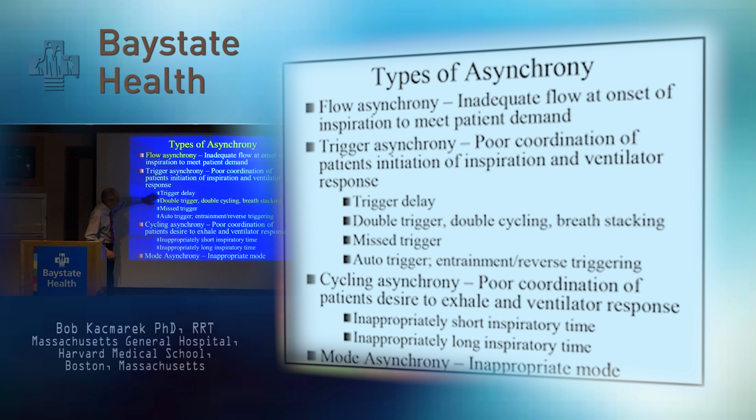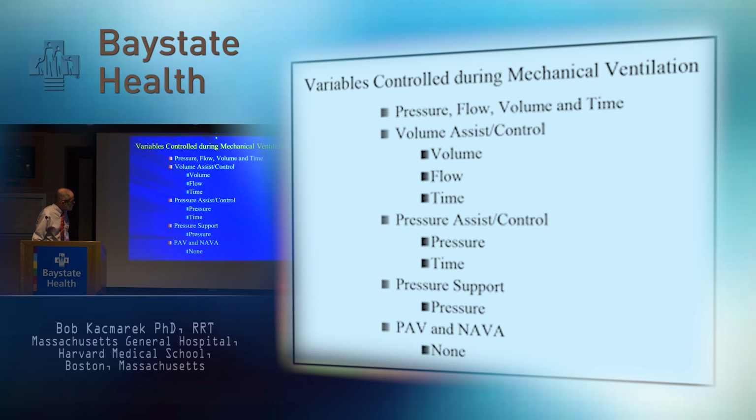Under trigger asynchrony, there are a whole lot of different categories: trigger delay, double triggering, mistriggering, auto triggering. Cycling asynchrony refers to just the coordination of ending the breath by the ventilator and the patient simultaneously. It's the biggest problem in pressure ventilation, much more so than in volume ventilation, and of course, mode asynchrony. I hope to convince you that your selection of mode does have an impact on asynchrony.